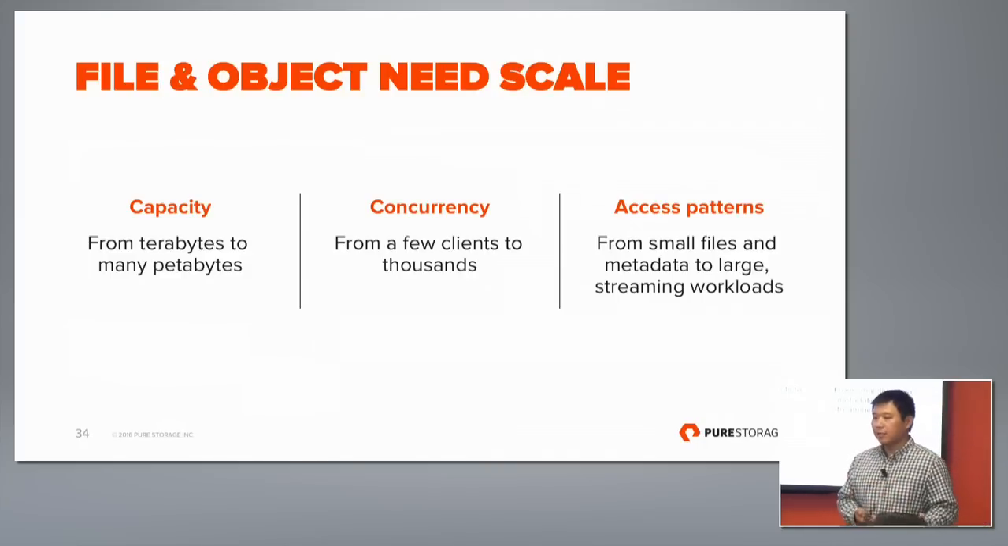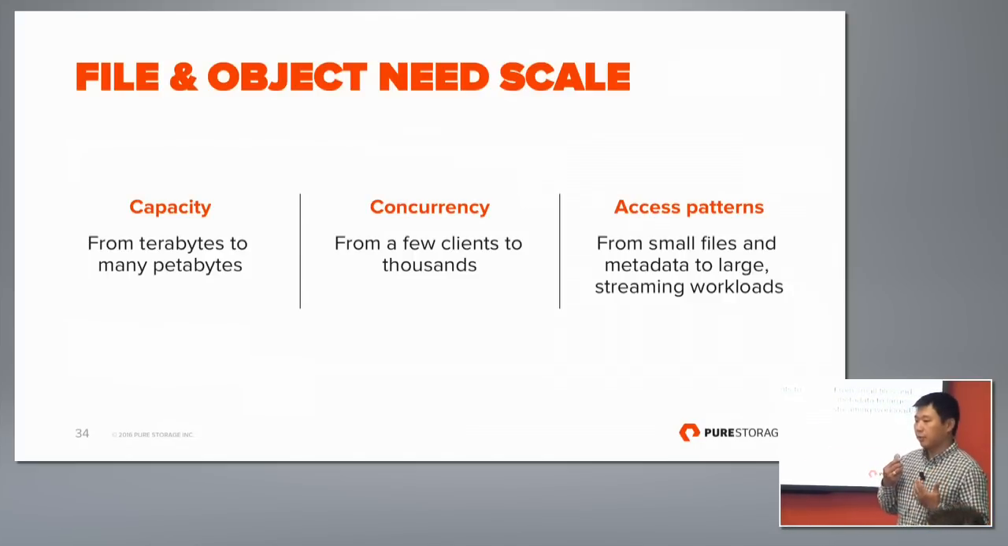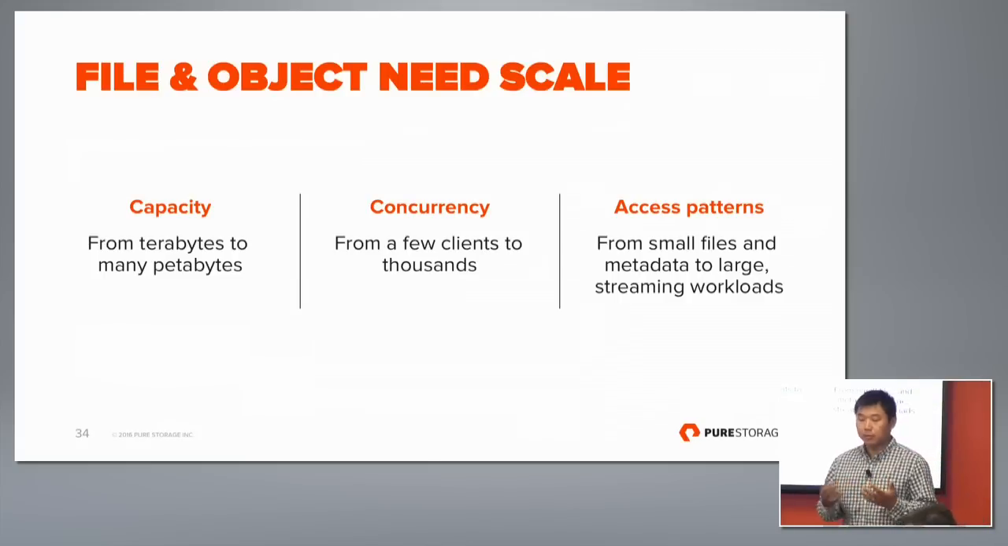If we go back to the beginning and revisit the 3 dimensions of scale that we want to achieve in file and object storage that Brian laid out, we want to achieve scale in terms of capacity, right? Access to petabytes, tens of petabytes of data. We want to achieve scale in terms of concurrency, being able to handle thousands, tens of thousands of clients, as well as scale in terms of ever-increasing complexity in access patterns. From small metadata-intensive operations to serving large streaming I/Os, we want to be able to handle it all, and we want to handle it all with a single unified architecture.